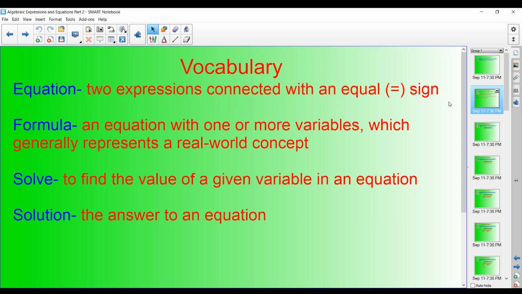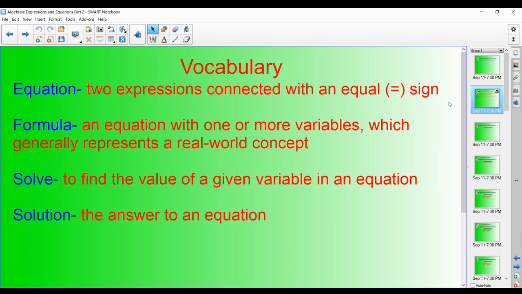So first we need to talk about the vocabulary related to equations. We learned previously that an expression is a group of terms, could be one term, could be multiple terms, separated by addition or subtraction, multiplication, division, really any operation we want. Now, an equation is when we take two expressions and we connect them with an equal sign. So every equation that we're ever going to deal with has to have an equal sign.